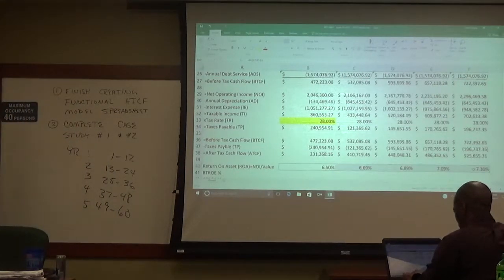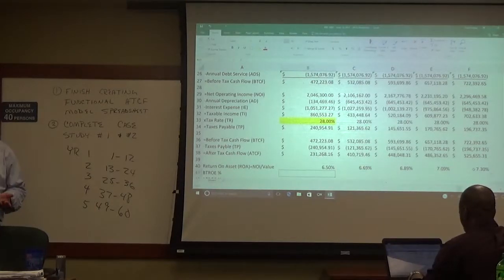Everybody good with that? Okay, so now once again, what is that telling us about this property? Its performance is actually improving over time.